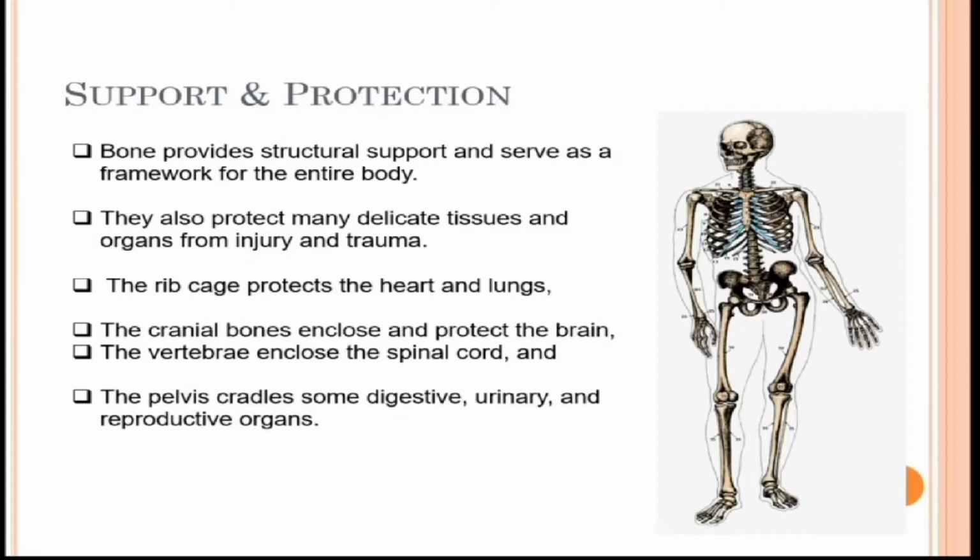This way they also protect delicate tissues including the heart, lungs, digestive tract, reproductive organs, and the brain especially. The examples are the rib cage that protects the heart and lungs, the skull and cranial bones that enclose and protect the brain, the vertebrae that enclose the spinal cord and protect it from injuries, and the pelvic girdle that protects some digestive, urinary, and reproductive organs.